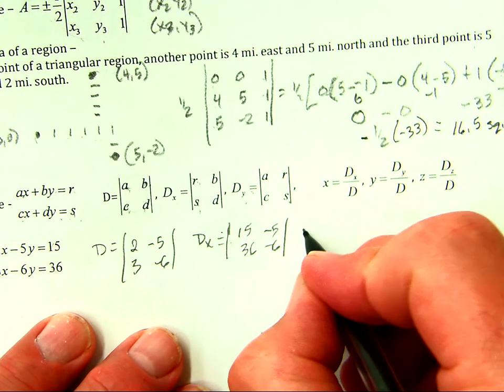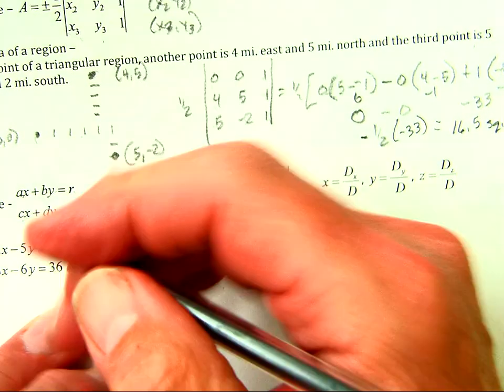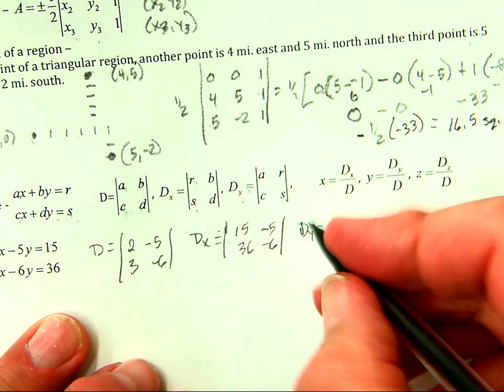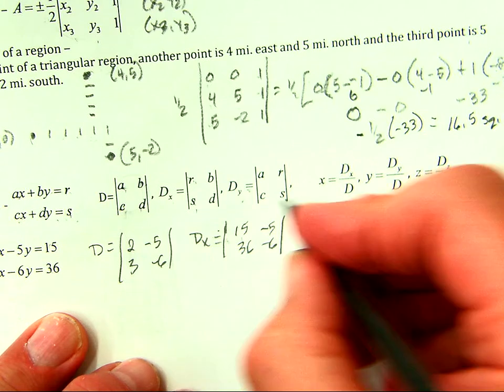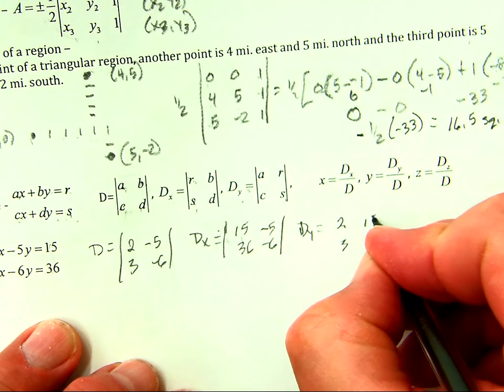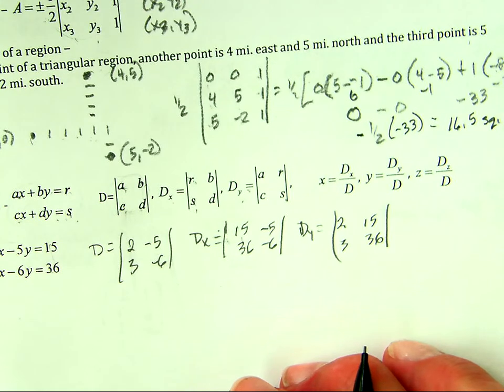Then for D sub y, we go back to the original. We leave the x column alone, 2, 3. Now we replace the y column with our constants, 15 and 36. Now we have three 2x2s.